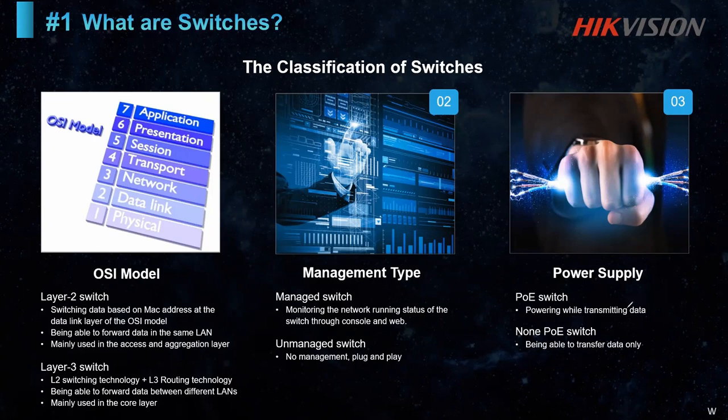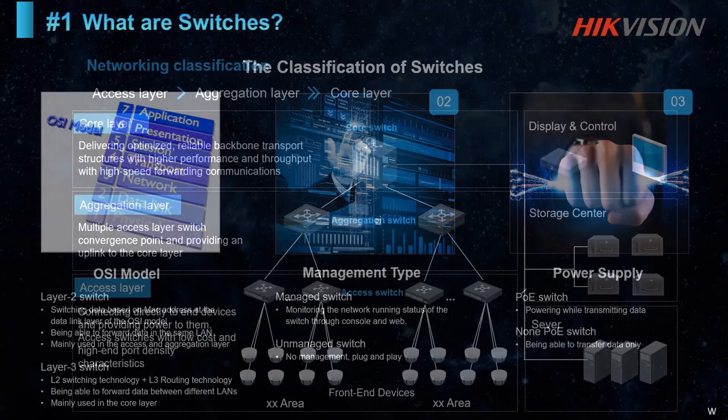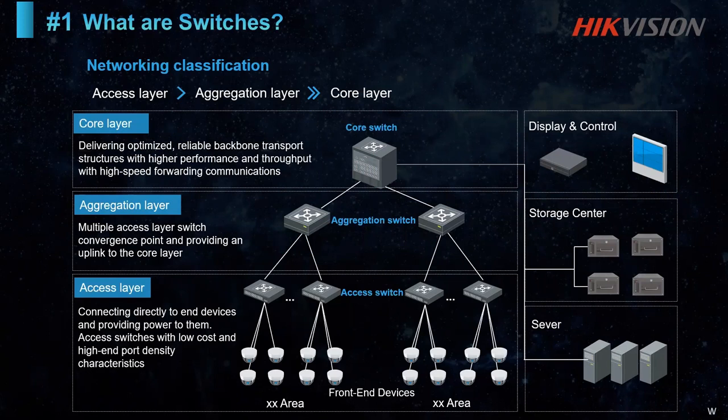On the right hand side, we have done the classification according to the power supply output to the end devices of the switches. So there are PoE switches that provide power with the network connectivity as well, and there are switches without the PoE function that are only able to do data transmission. We have indicated how we can use switches according to these layers.